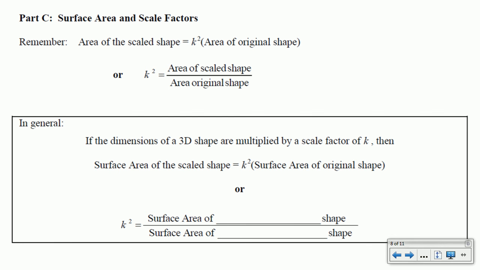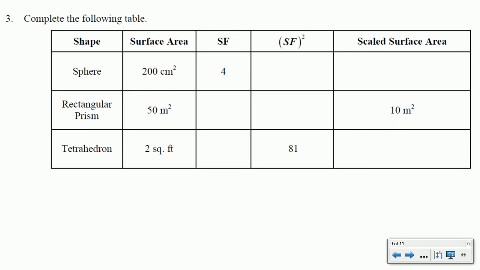So now we're on to surface area and scale factors. Remember, the area of a scaled shape is equal to k squared times the area of the original shape, or you could express that equivalently in this equation. In general, if the dimensions of a 3D shape are multiplied by a scale factor of k, then the surface area of the scaled shape is k squared times the surface area of the original shape. So you can rewrite k squared is equal to the surface area of the scaled shape divided by the surface area of the original shape. Now we need to complete this table.